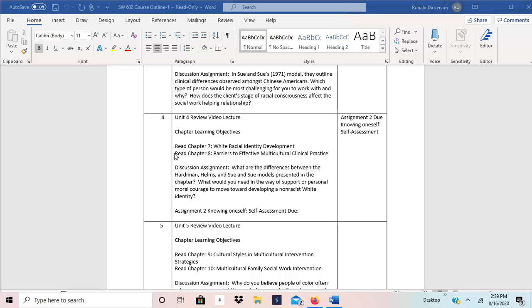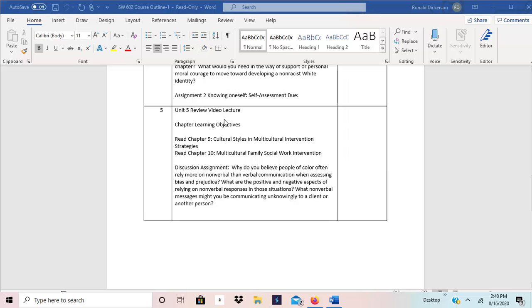Also in week 4, which is right around the time we would normally be doing a midterm, you're going to be doing assignment 2, knowing oneself. You're going to be doing a self-assessment of yourself. And again, I must stress that it's important that you apply critical thinking and you be very thorough in answering the assignments, and be attentive to what is expected of you.